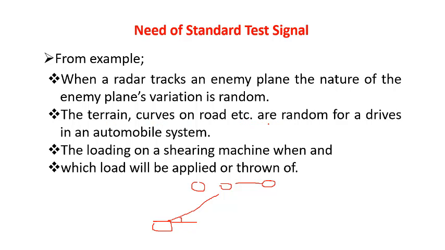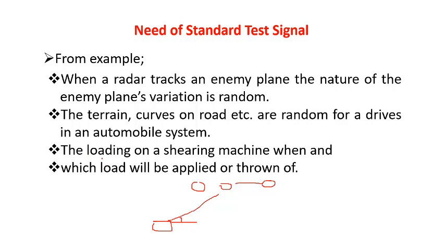These are random, and these are required to be known to the automobile system, for example, in our ABS system or in a cruise control system. So we can't give all these terrain curves as an input to the driving system, but for simulation and for testing we can provide these types of inputs.